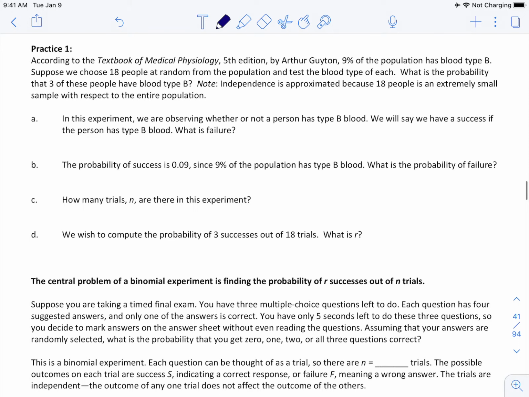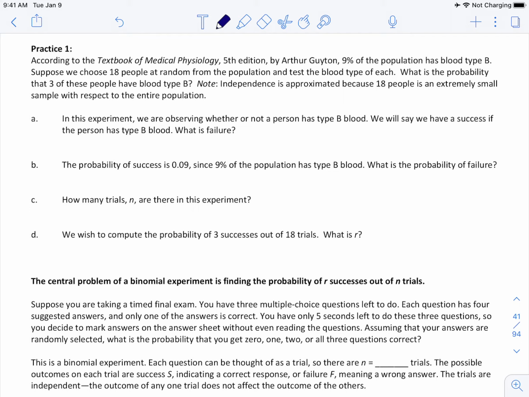According to the textbook of medical physiology, 9% of the population has blood type B. Suppose we choose 18 people at random from the population and test the blood type of each. What is the probability that 3 of these people have blood type B? Note, independence is approximated because 18 people is an extremely small sample with respect to the entire population.